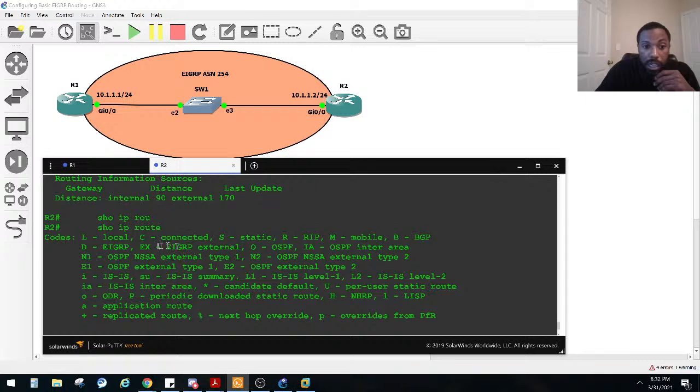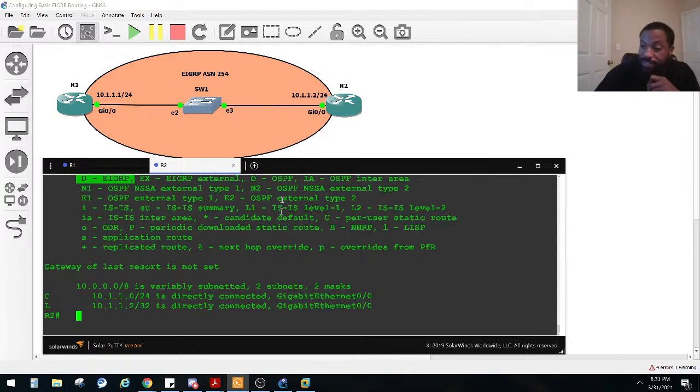or not E, D's here. Why you would think, right? EIGRP, they should have started with an E, right? That's a fun fact for y'all too. Why does the EIGRP in the legend here start with a D instead of an E? Does anybody know that? Pop quiz for the day.